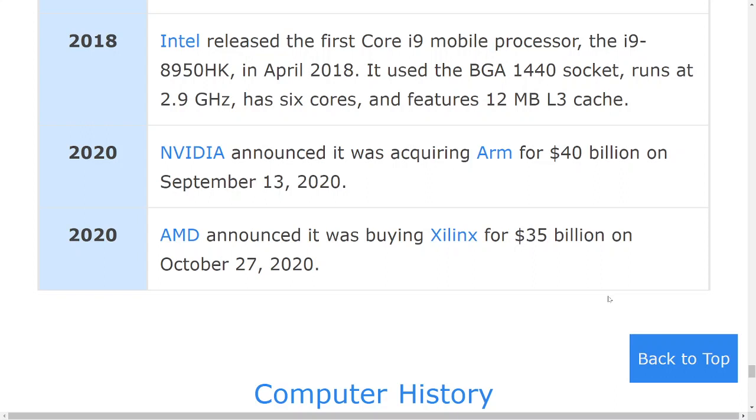So I'm assigning you a little homework. Your home assignment is to search about latest microprocessors for 2021. So I hope you have gained a glimpse of history.